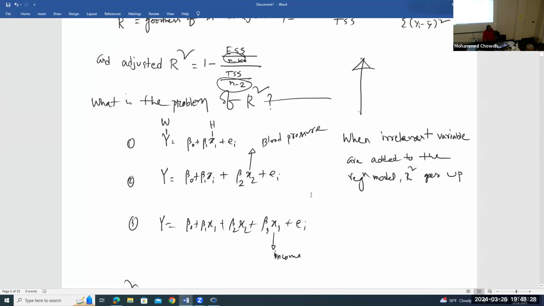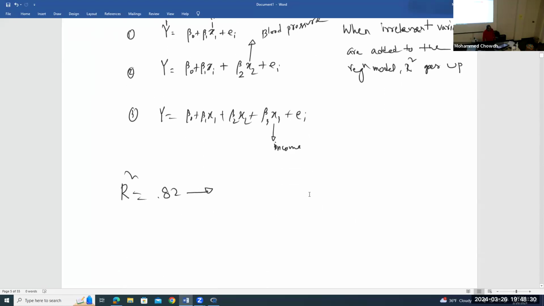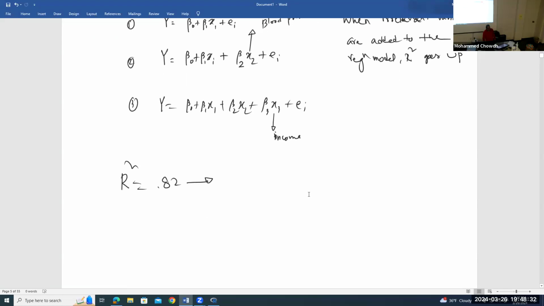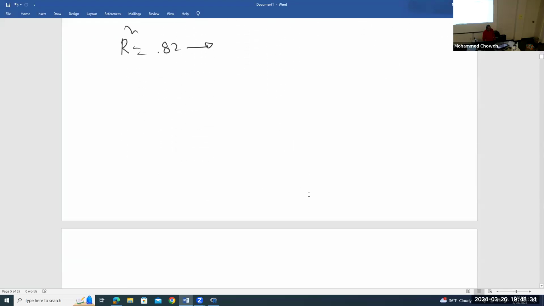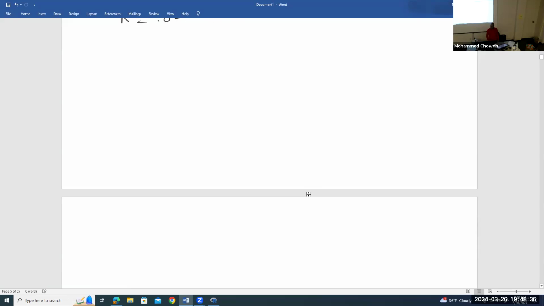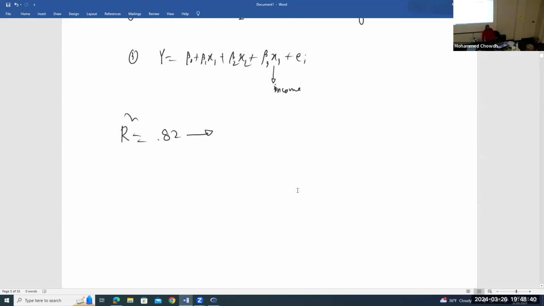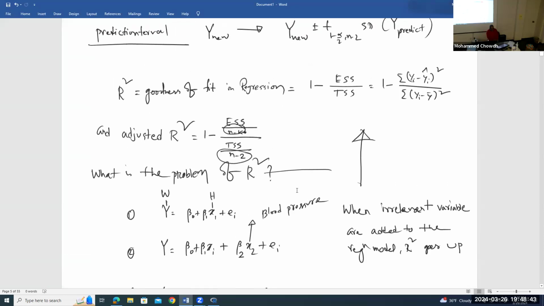Any questions before I move to the multiple linear regression? Yes. How do we do the adjusted R square? This is the adjusted R square formula. This is the R square formula. Okay. Error sum of squares divided by n minus k, total sum of squares divided by n minus 2.